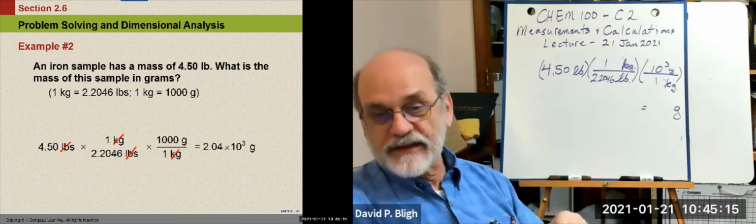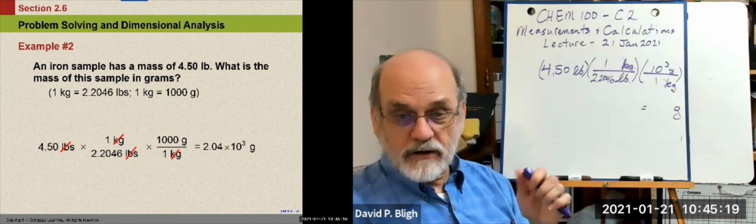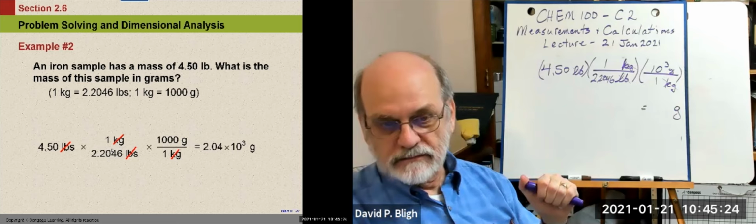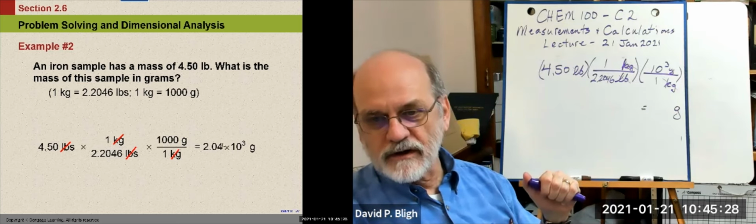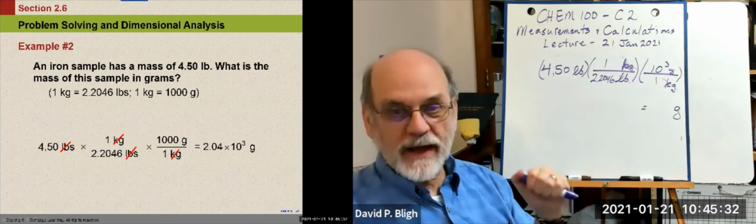Okay? And this is in scientific notation. And does it have the correct number of significant figures? Well, that's an exact number. That's an exact number. This is the only one that matters. 3 significant figures, 3 significant figures. Okay?